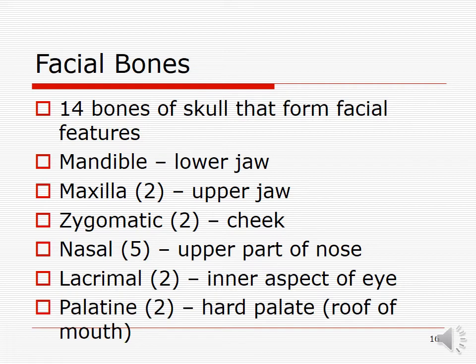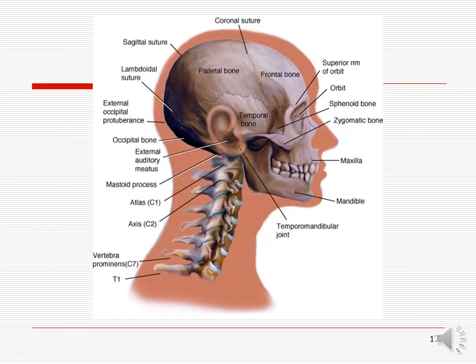You have the nasal bones. A lot of times when we talk about a broken nose, the nasal bones themselves are not actually broken, but the cartilage that attaches to the bone separates from the bone, and they talk about that as a broken nose. The lacrimal bones are in the inner aspect of the eye. And then the hard palate, or the roof of the mouth, is made of the palatine bones. In this graphic, you can see those different structures, the maxilla, mandible, etc., of the skull.